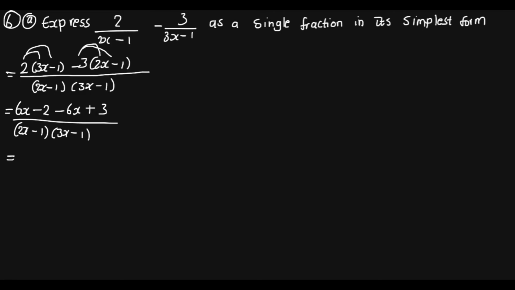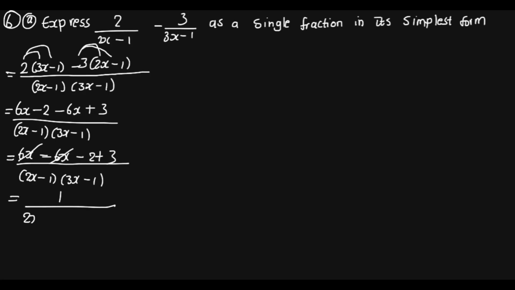Then we can collect the like terms. So 6x minus 6x minus 2 plus 3 over 2x minus 1, 3x minus 1, then 6x minus 6x, these two cancel, we can just say 0. Then negative 2 plus 3 is just 1, so it's 1 over 2x minus 1, 3x minus 1. Right? So this is our final answer in its simplest form.